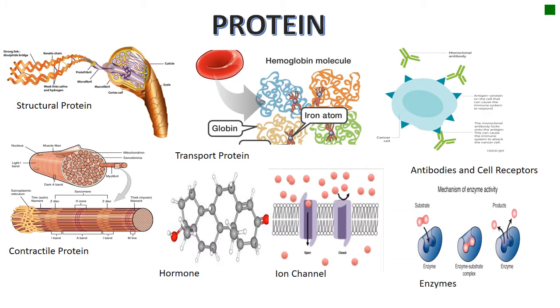There are different types of proteins that can be found in our body. For example, structural proteins can be found in the hair and the nails. Contractile proteins can be found in the muscles. Transport proteins can be found in the blood, which transport ions and other nutrients in our body. Then there are hormones, ion channels which are responsible for the entrance and exit of some materials inside and outside the cell membrane, antibodies and cell receptors which are responsible for immune response, and enzymes which are responsible for catalytic and metabolic activities at the cellular level.